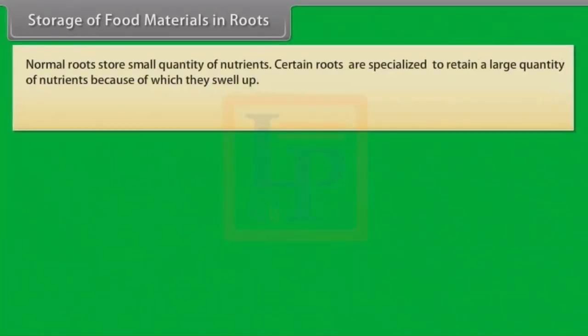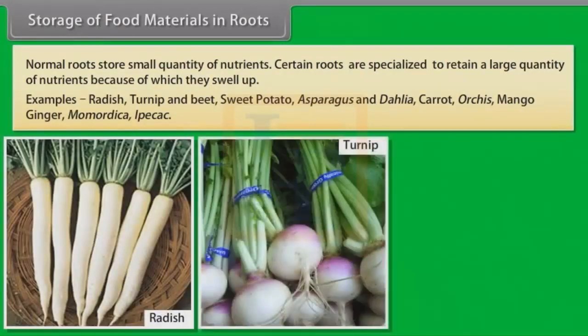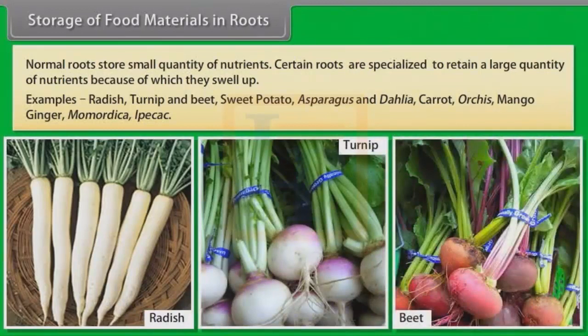Storage of food materials in roots. Normal roots store small quantity of nutrients. Certain roots are specialized to retain a large quantity of nutrients because of which they swell up. Examples, radish, turnip and beet, sweet potato, asparagus and dahlia, carrot, orchids, mango ginger, Momordica, ipecac.